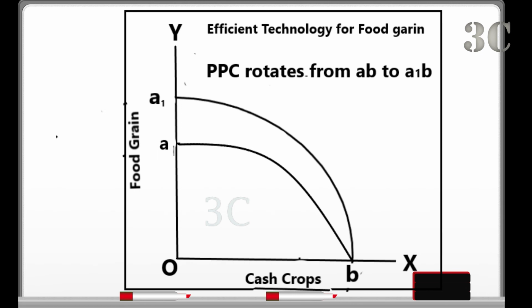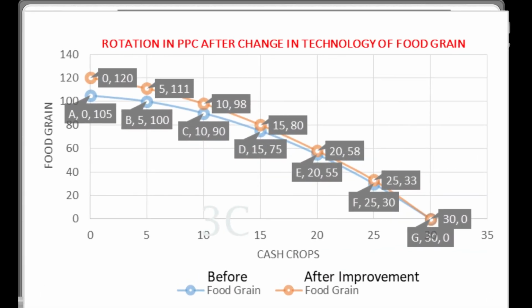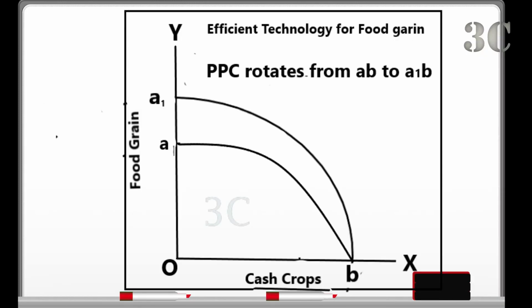Constant technology for commodity X, that is cash crops, implies that the maximum production of X remains the same, that is 30 in our example, and here you can see it remains equal to OB.